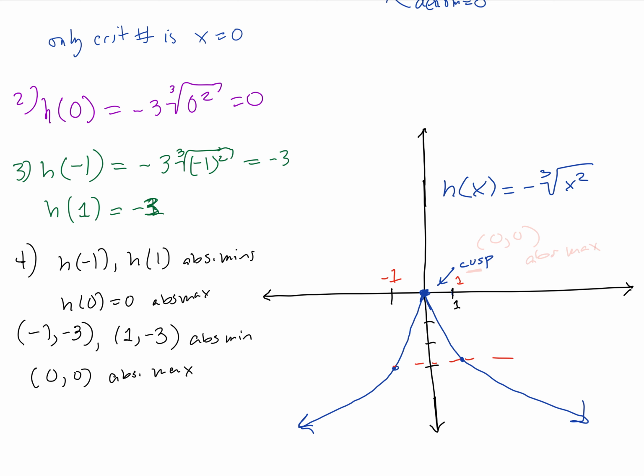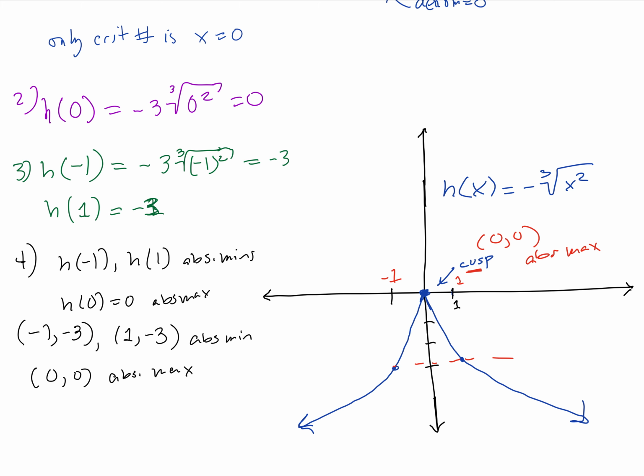The endpoints are the absolute mins, two absolute mins. And here we've got a cusp at the point 0, 0. Remember that at a cusp or a corner, the derivative does not exist. So our derivative does not exist, and this is our absolute max over the interval. It's also the absolute max for the entire function, but we're just asked over this particular interval.